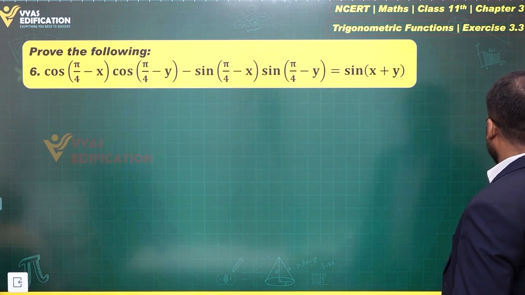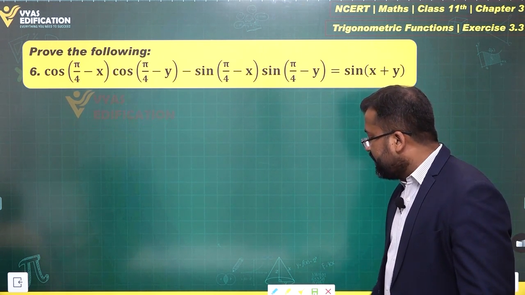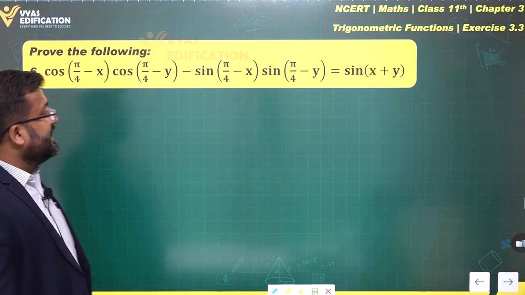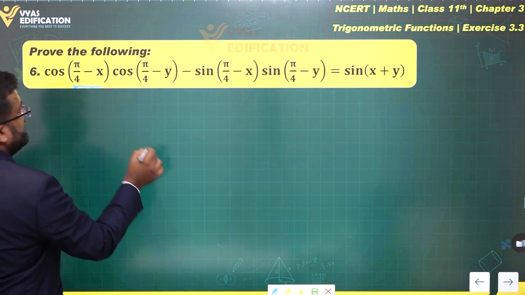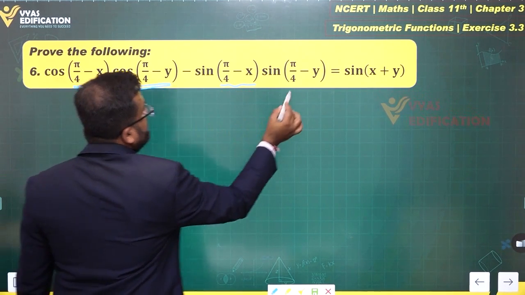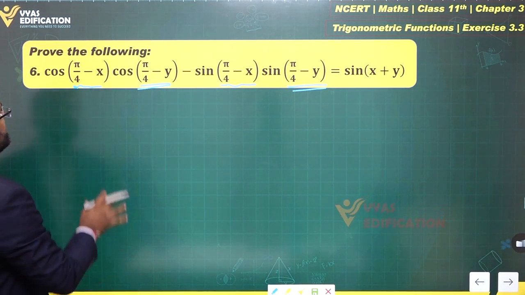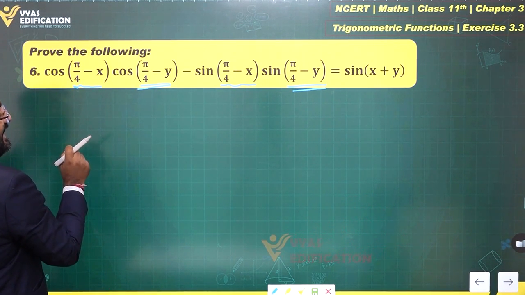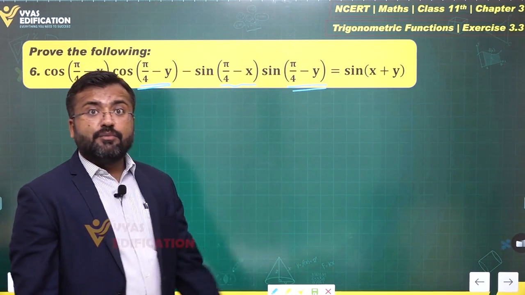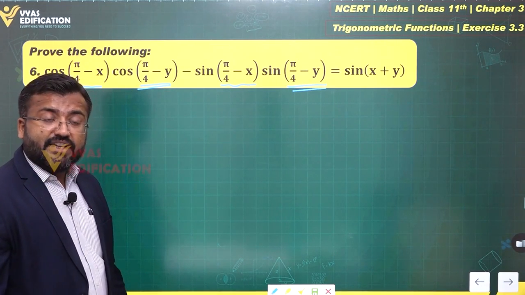Okay, so since we have a big expression, let's see how we can simplify. How can we simplify this? If I observe carefully, what I see is, this is pi by 4 minus x, this is also pi by 4 minus x, this is pi by 4 minus y, this is also pi by 4 minus y. So in principle, what we have over here is cos of angle A, cos of angle B, minus sine of same angle A, sine of same angle B. Okay, this is cos A, cos B minus sine A, sine B. That's pretty simple to handle, yes.